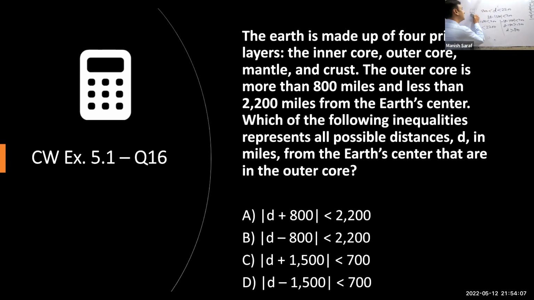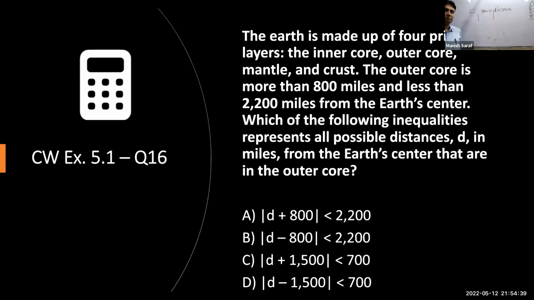Now after you have read the question, you can identify that the distance they are talking about has to be greater than 800 and less than 2200. D would lie in between these two values. If you can identify this, which is an inclusive in-between range value, you can directly apply the trick or shortcut I'm telling you.